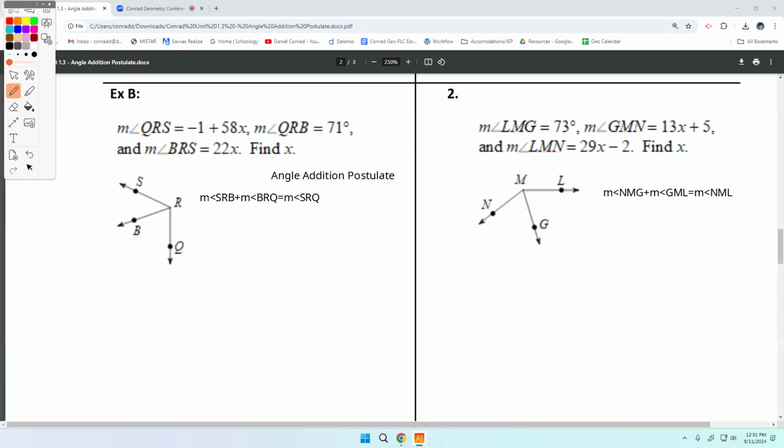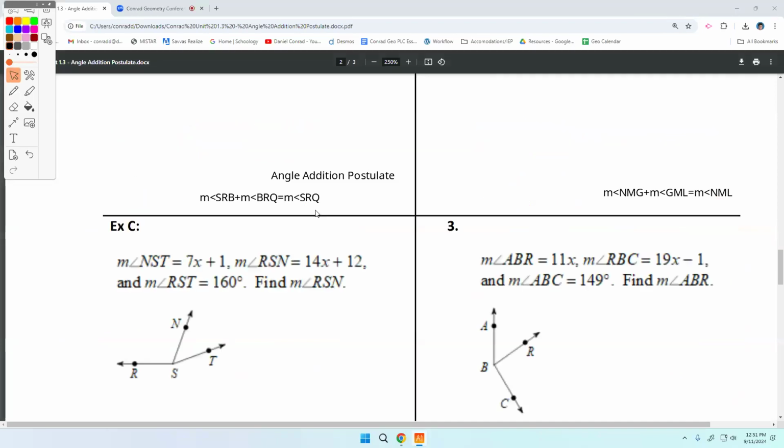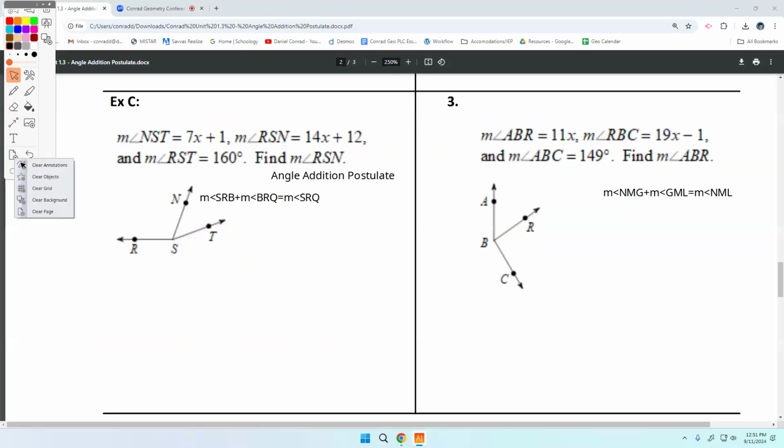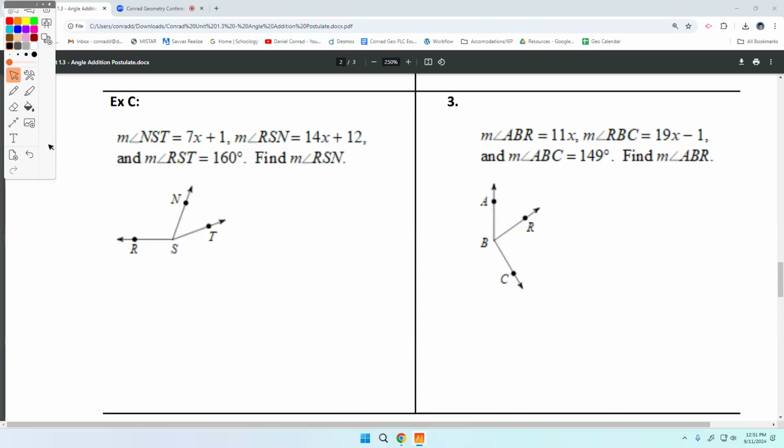All right, let's clear annotations. Okay, we're going to scroll down here to number 3 and 4. Okay, this one's very similar. Very, very similar. So let's look at our equation here. Let's fill in first. Angle RSN is going to be 14x plus 12. NST here is going to be 7x plus 1. And then RST, the whole thing, it's going to be 160 degrees.